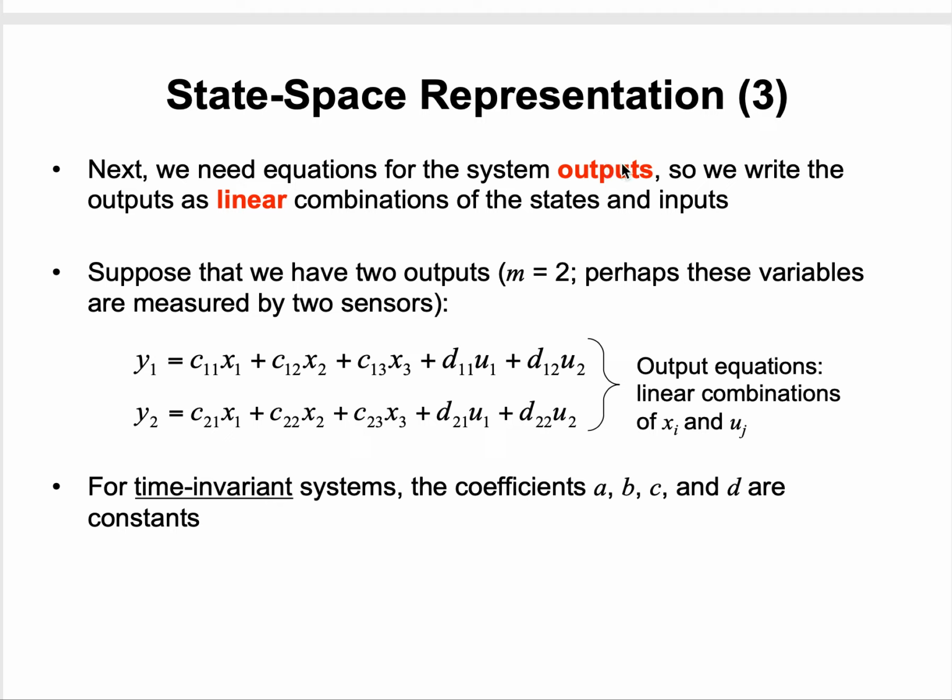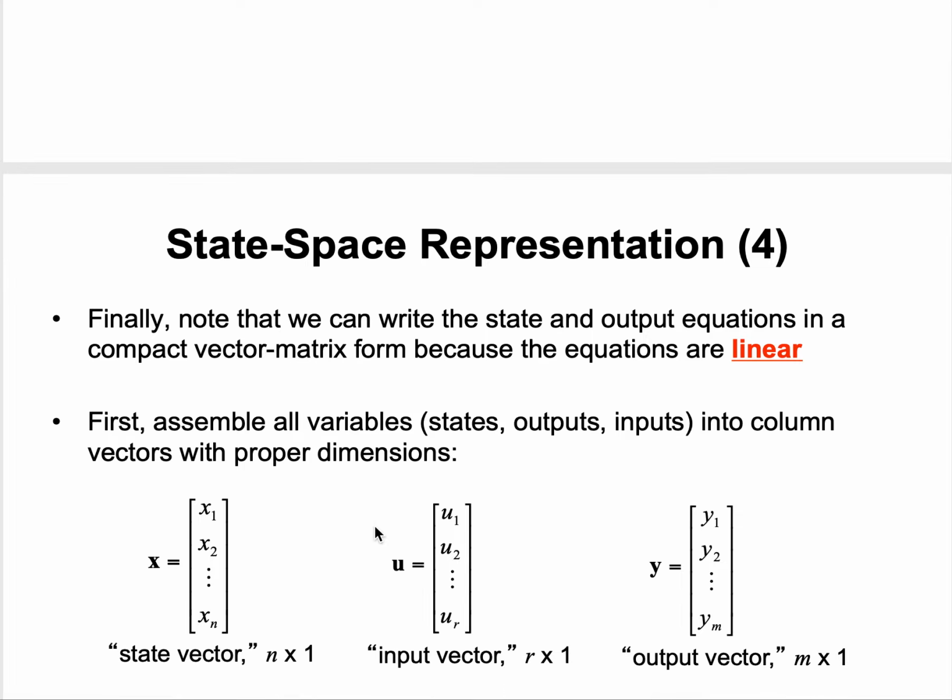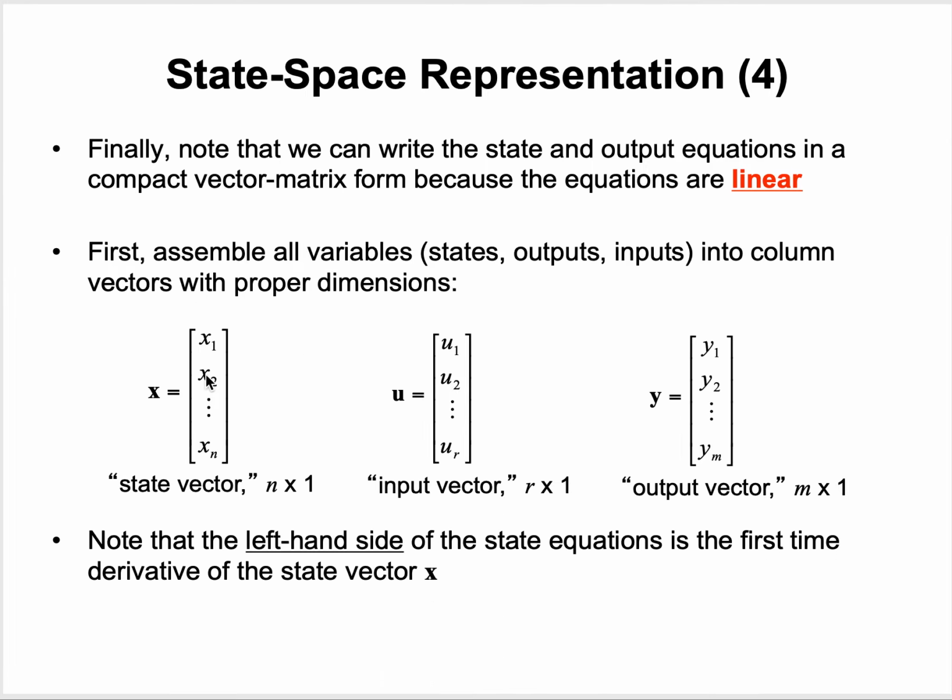Okay, so that's the output equation. Similar to the state equation, we have our outputs as a linear combination of the states and the inputs. So for our ordinary time-invariant linear systems, which are represented by linear ordinary differential equations, the coefficients A, B, C, D are constants. Okay, so we define our state vector n by 1, input vector r by 1, and output vector m by 1.